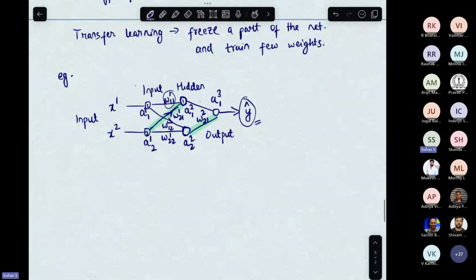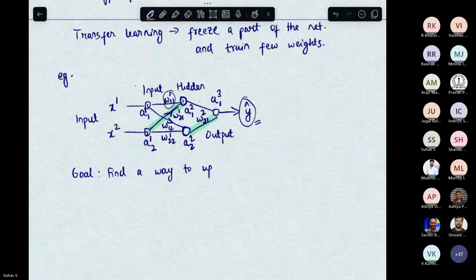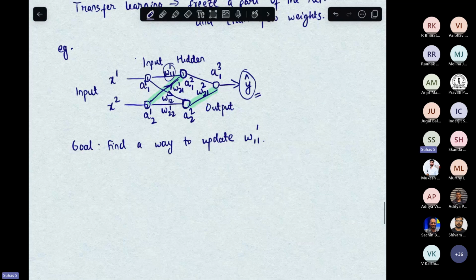What I want to do is find a way to update W11 of 1. Okay. So let's take this example, and we are going to see how to update this weight. Now, what we need to do is find the derivative of the loss with respect to this weight, dou L by dou W11 of 1. So this is what we want to find.